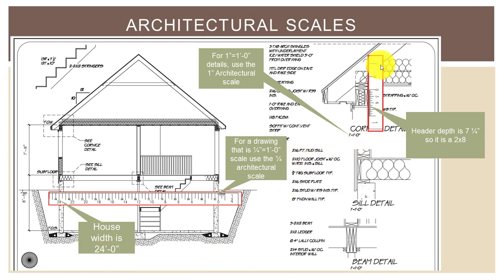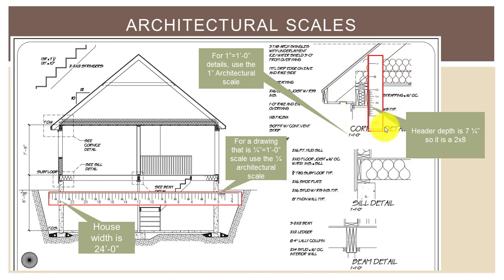Now we have some details. The details are drawn larger, at a larger scale, so that they can show more detail than you could possibly show at a 1/4 of an inch equals a foot scale. So in this particular case, it's a 1 inch equals a foot scale, so the details are 4 times larger. 1 inch on the drawing represents a foot on the ground.